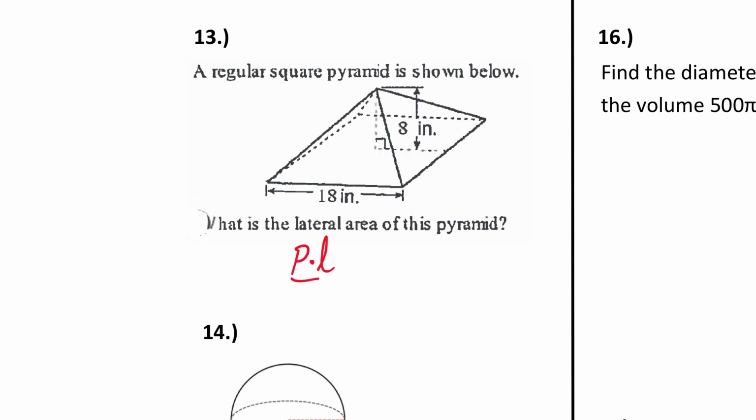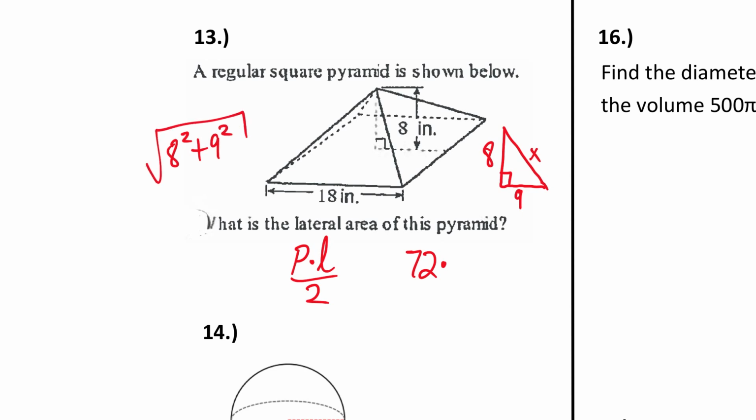Okay, number 13, lateral surface area of a pyramid is PL divided by 2. So the perimeter of the base is 18 times 4, which is 72. Okay, I've got to find the slant height. So this is 8. This would be 9, half of 18, and then I've got to find this. So I'm going to have to do 8 squared plus 9 squared, square rooted. It's 12.04.